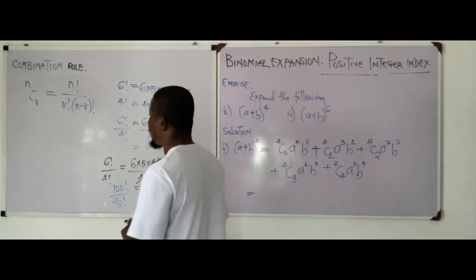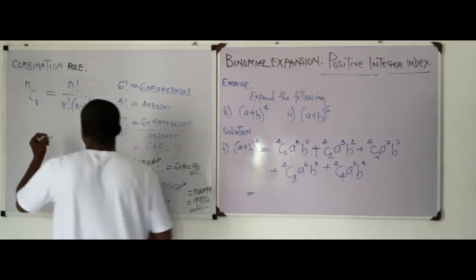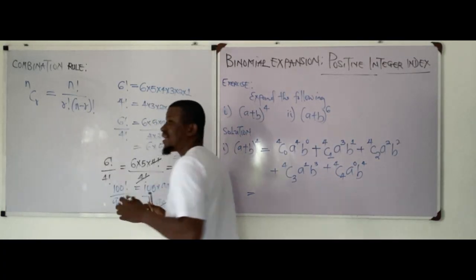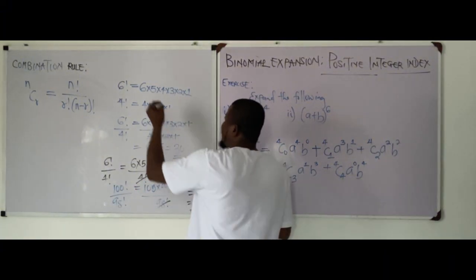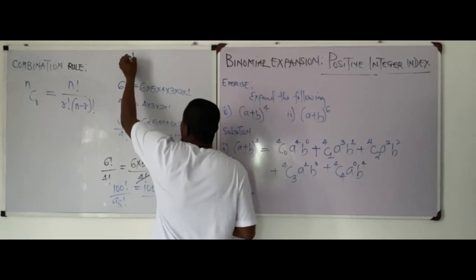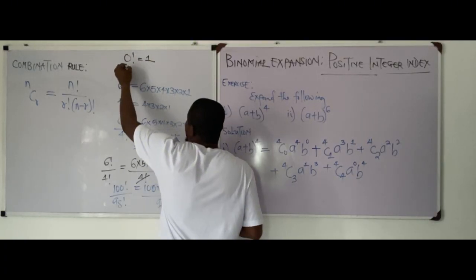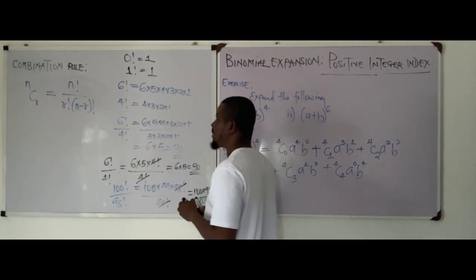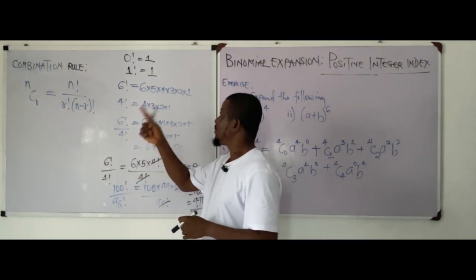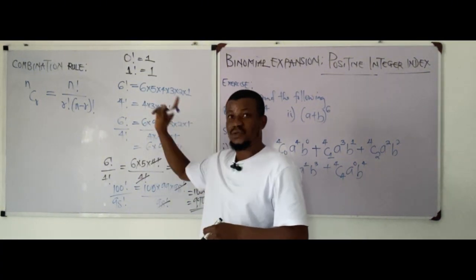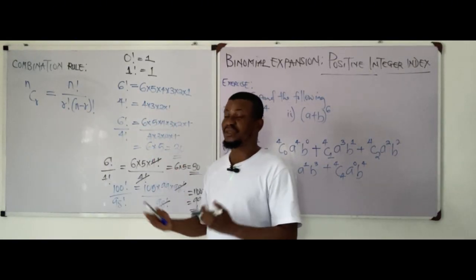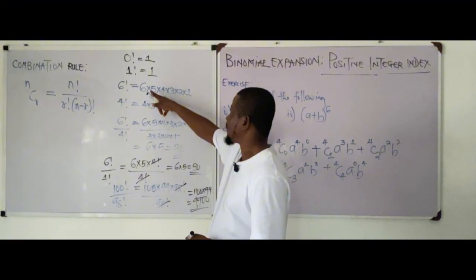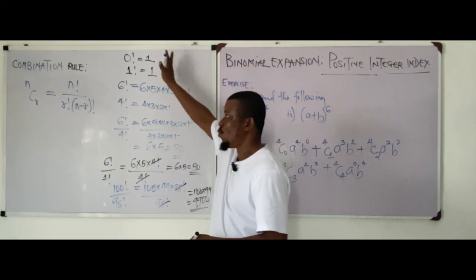So let's come back to our combination rule. But let me point this out first: there are standard factorials you should note. 0 factorial is equal to 1, and 1 factorial is equal to 1. These are the two standard factorials. Anything other than this, say 2 factorial is 2 times 1, 3 factorial is 3 times 2 times 1, and so on. But 0 factorial and 1 factorial are the standard factorials, which give you 1 and 1.